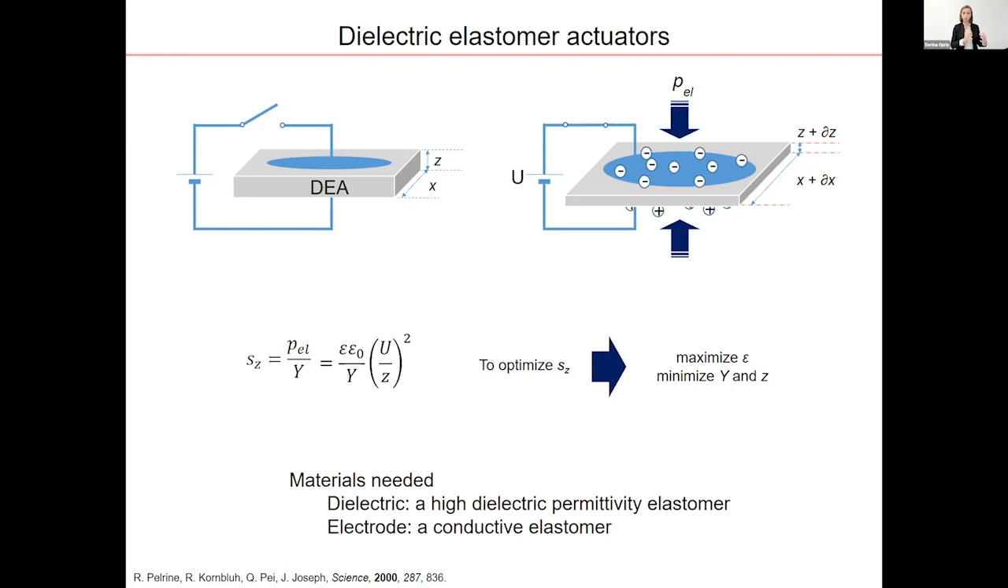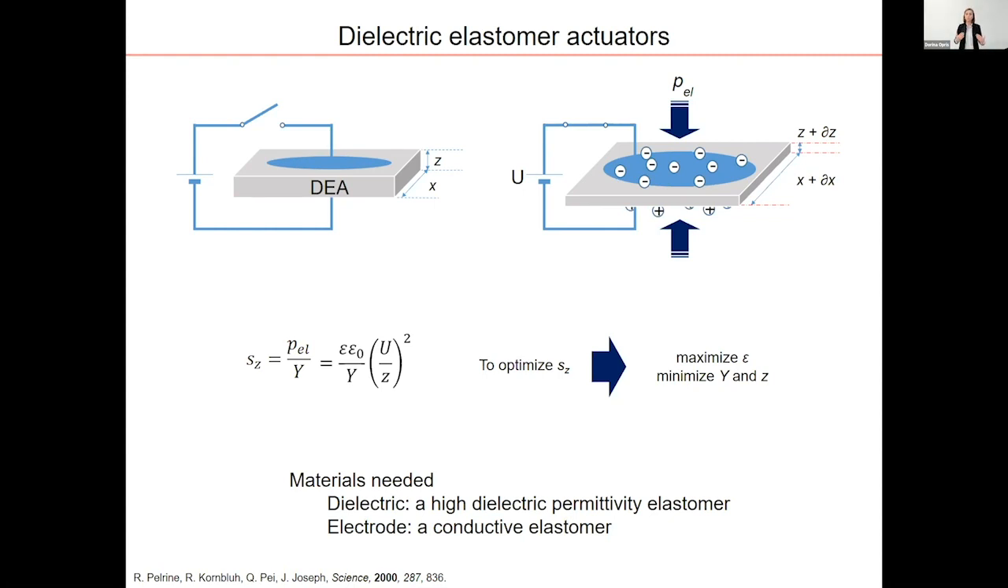So what can one do? If one reduces the elastic modulus, you will get actuators which are not very powerful. Reducing the thickness of the dielectric film below 20 micrometers is also quite challenging. And the best approach would be to increase the dielectric permittivity of the elastomers. In principle, as dielectric, you could use any elastomer. The problem is that elastomers have a low dielectric permittivity, which is typically below 3.